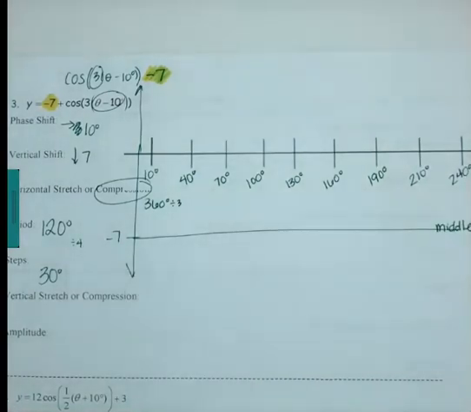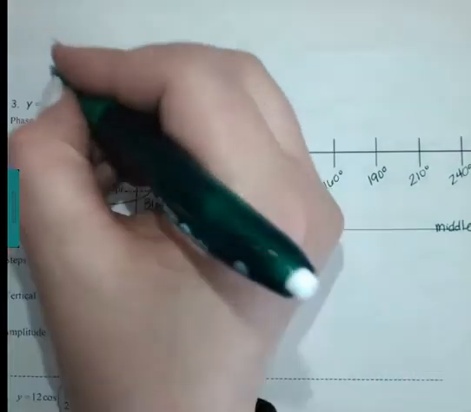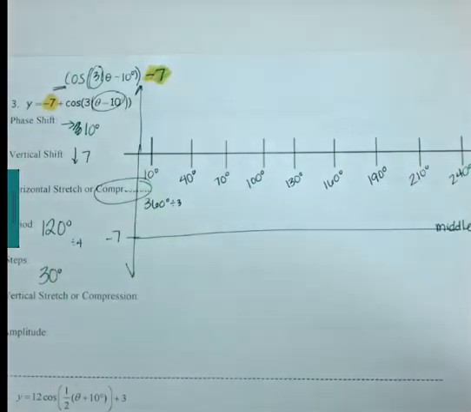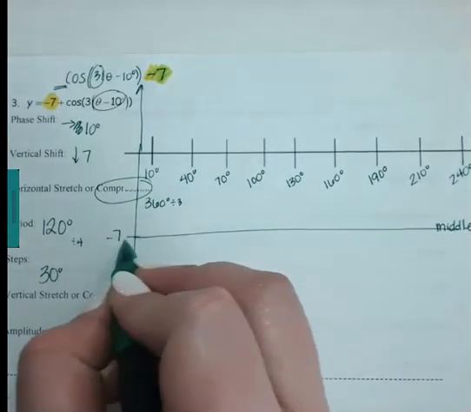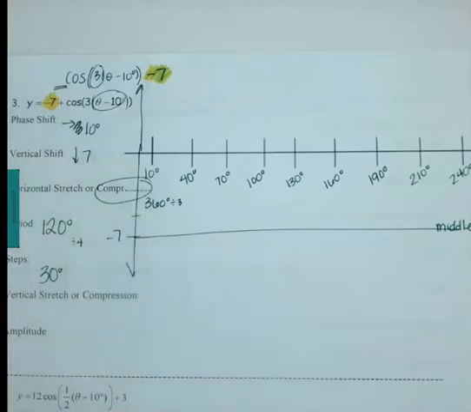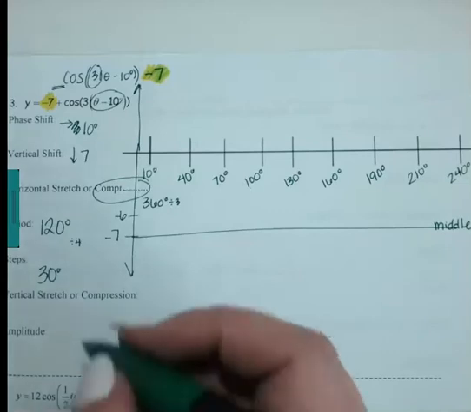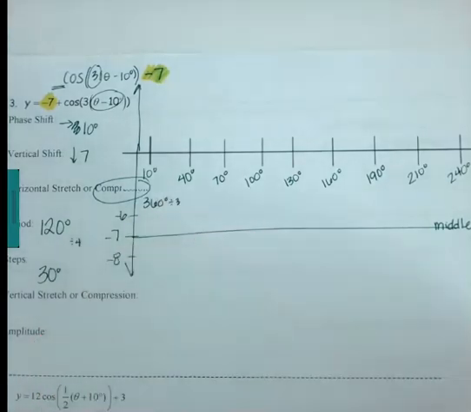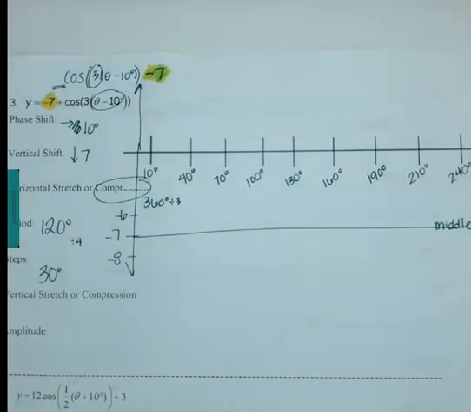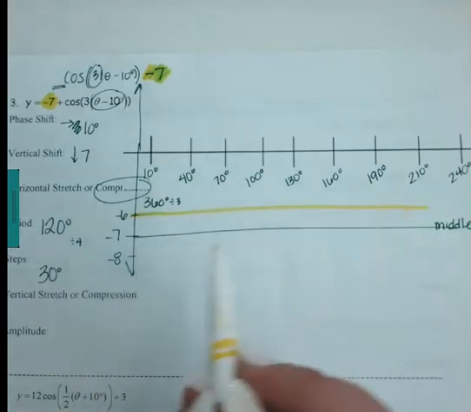Now, if there was a number in front of cosine that would stretch or compress my graph, is there one of those here? Is there a number in front of cosine in this spot? Then that means it stays a 1. So if I go up 1 from -7, what does that put me at? -6. What about if I go down 1 from -7? -8. And then that's going to be your high point and your low point.